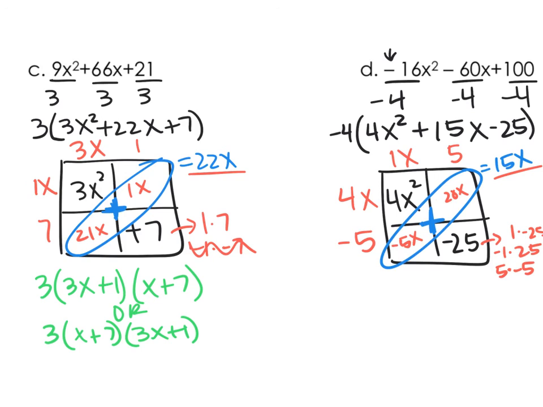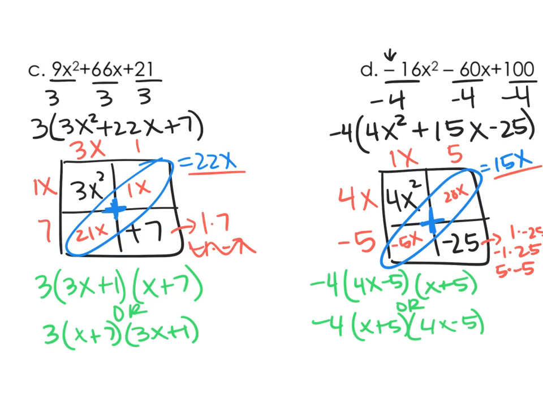Remember, we had that GCF, so that negative 4 has to go out front. We have a 4x minus 5 and an x plus 5. We could also switch them around with that negative 4 still out front, and it's the same thing.